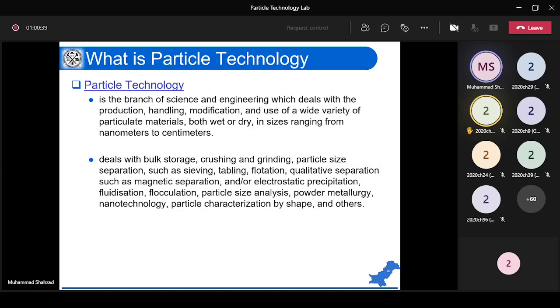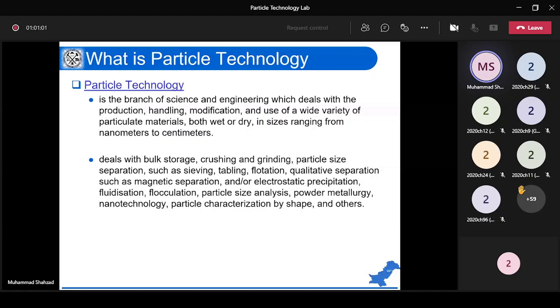Yes, roll number 12. Separation on the basis of particle size. That is sizing. That is not particle size. Particle separation. Sorry. This is all right. Particle size separation is, yes, your answer is right.